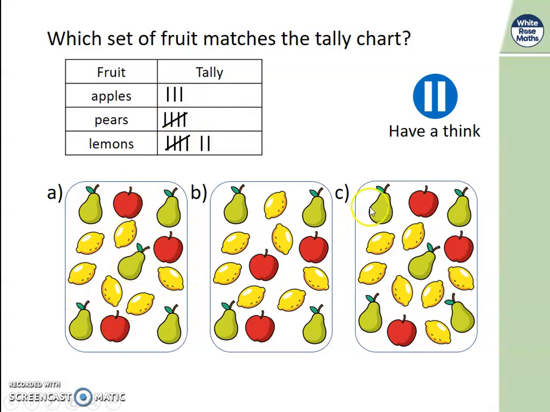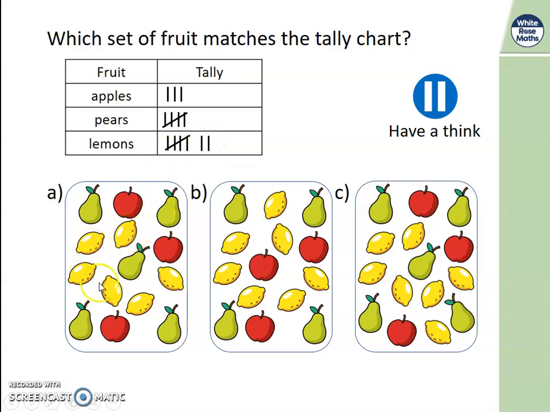Could be that one. 1, 2, 3, 4. Can't be B because there's only 4 pears. 1, 2, 3, 4, 5. So it could be A or C. So let's check with the lemons now. So we know this is a 5, 6, 7. So there are 7 lemons.